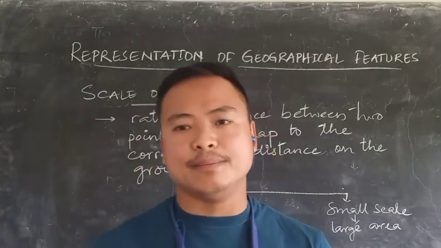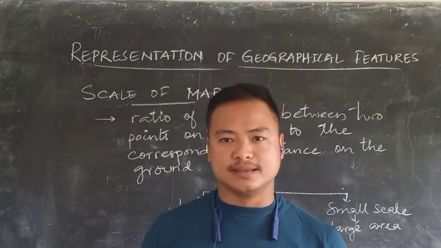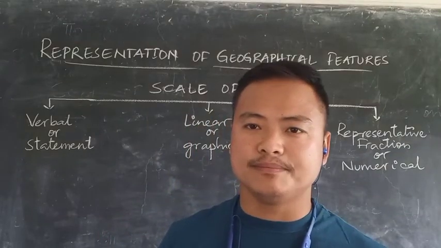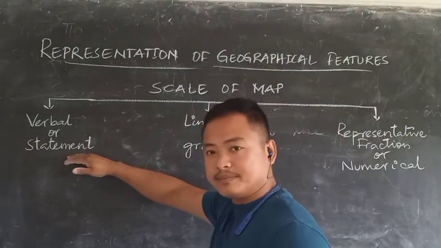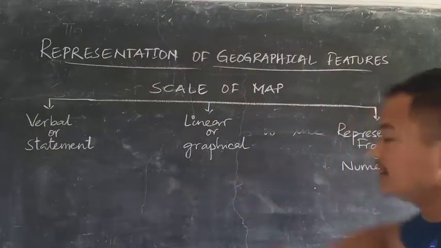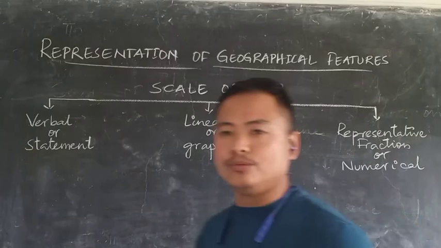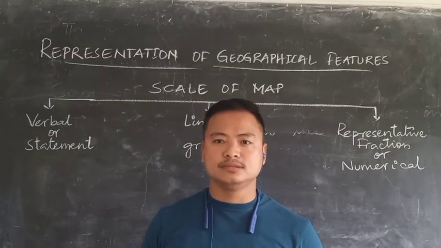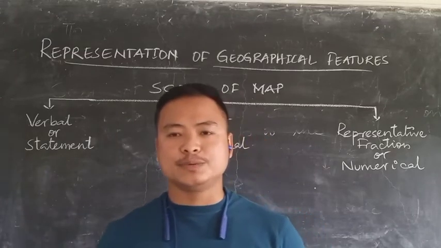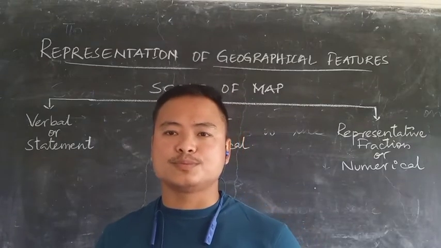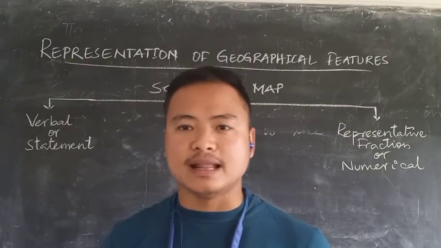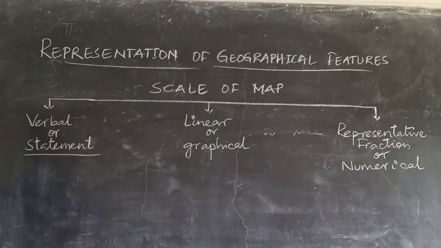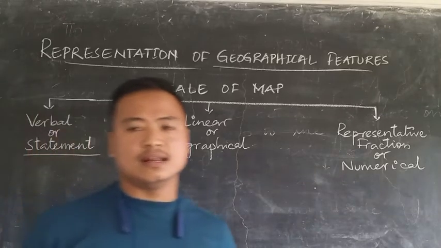While for representing a map, there are three different types of scale. So let us discuss them. The three types of scale that help in representing a map are the verbal or statement scale, the linear or graphical scale, and the representative fraction or numerical scale. All three scales can be defined as the ratio of the distance between any 2 points on the map to its corresponding distance on the ground. But the difference lies in the way we represent them. As the name suggests, verbal or statement, we represent the scale in the form of a statement.